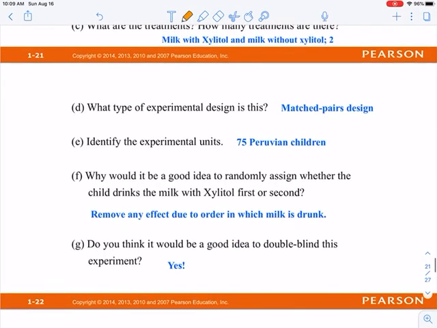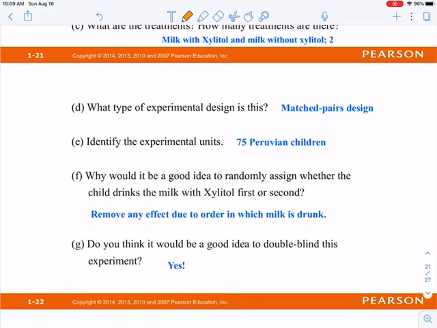Okay, and again, this is a matched pairs design. Again, 2 levels of treatment. You're getting it with or without the xylitol. Your experimental units are the people that are going to be drinking the milk. And in this particular example, that was your 75 Peruvian children.